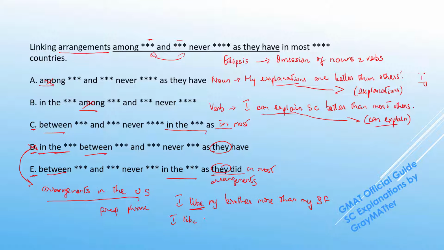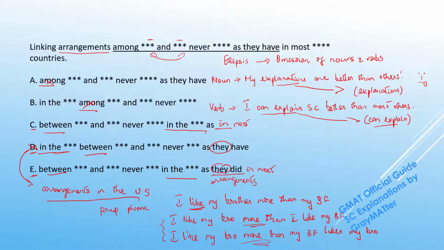It could mean that I like my brother more than I like my best friend. But it could also mean I like my brother more than my best friend likes my brother. So you see, ellipsing this verb like can cause a meaning ambiguity because either of these sentences is possible. So in such a case, verb ellipsis cannot be done, and we would need to put the sentence in this form or this form. So let's try to take this concept back to answer choices C and E.